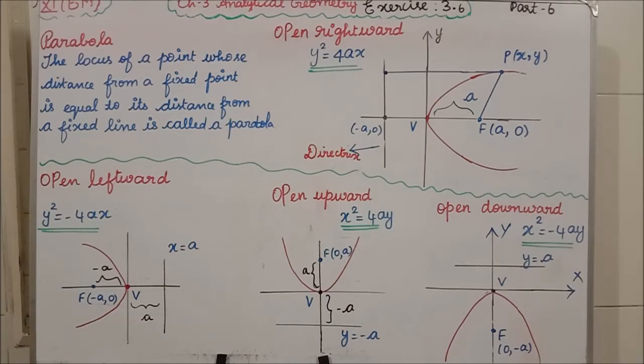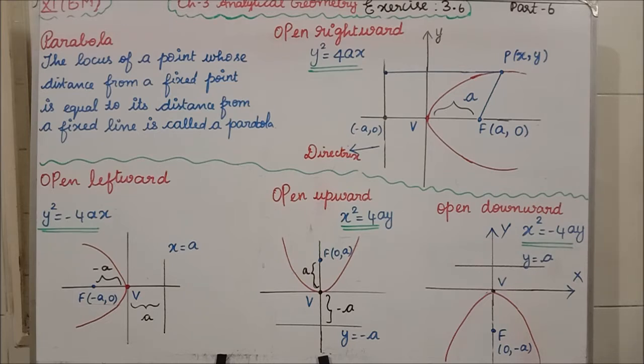See what I have written. The locus of a point whose distance from a fixed point is equal to its distance from a fixed line is called a parabola. Can you understand? Locus means what we have learnt. Do you remember, in analytical geometry, the very first topic we learnt was about locus.